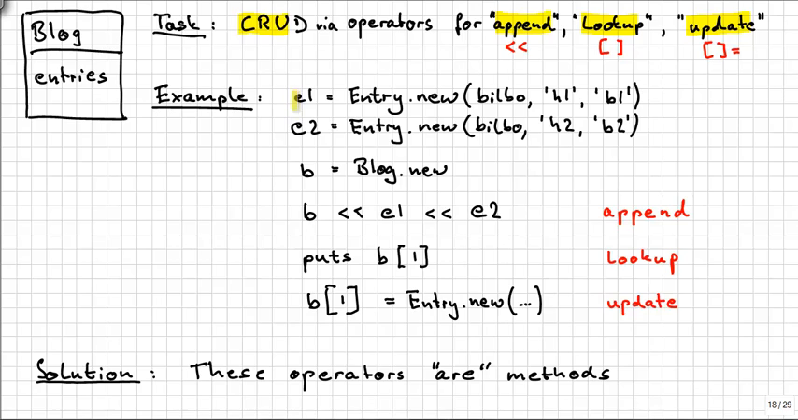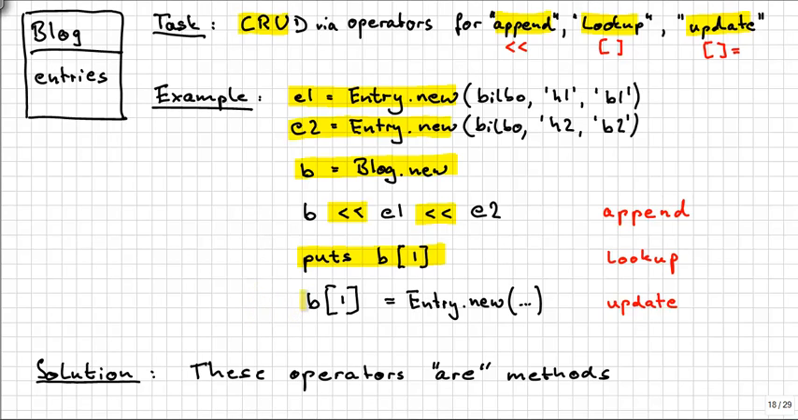So as an example, assume we introduce two new entries, E1 and E2, both written by Bilbo as the author, and we create a new block. We would like to be able to append the entries E1 and E2 to the block. And for the append operation, we would like to use the chevron operator that we already saw when we introduced arrays. Similarly, we want to be able to use puts on the block where we index into the block. So this should return the second entry of the block.